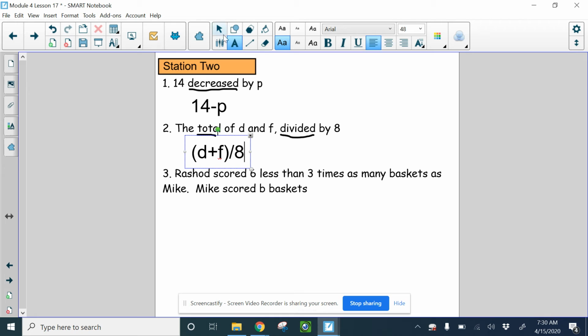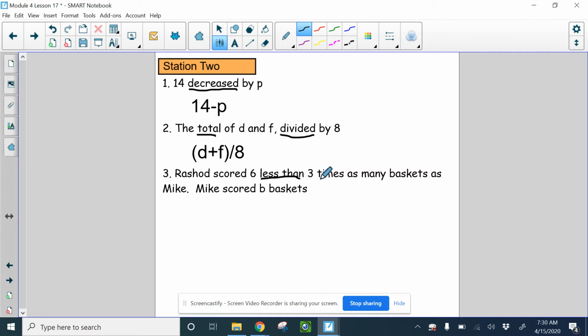And my last one's going to be another word problem. Rashad scored 6 less than 3 times as many baskets as Mike. And we're going to let Mike be represented by B. So remember, less than is one of those turnaround words. That's a very sloppy arrow there, but that's okay.